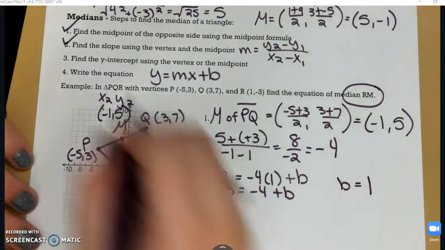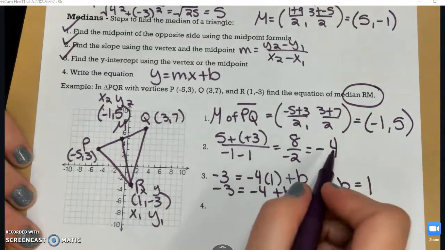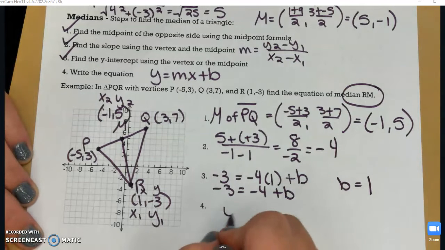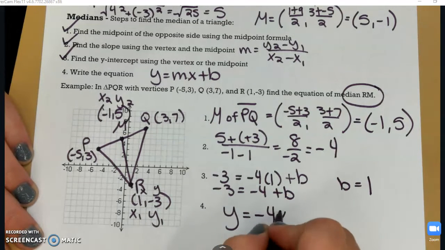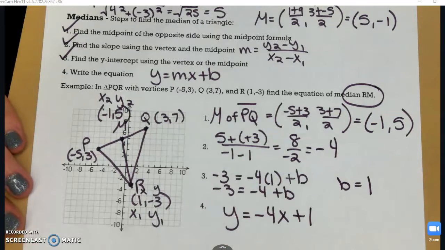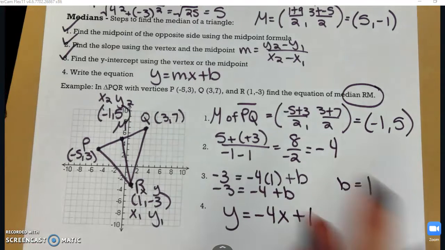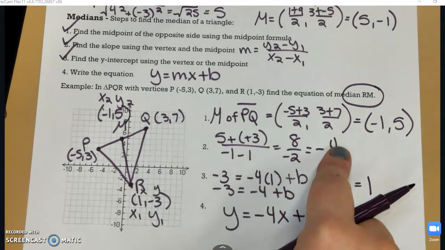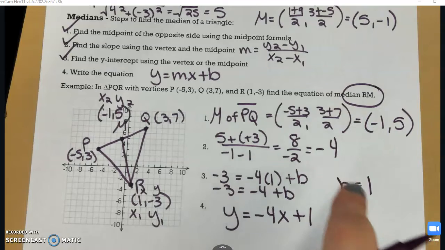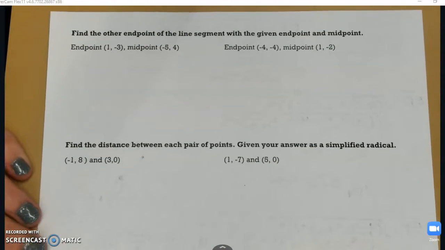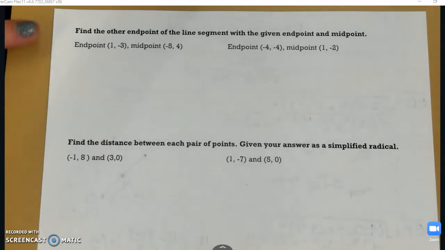So now the equation for my median, now that I know my slope and my y-intercept, is y equals negative 4x plus 1. And that's it. We used midpoint to find the slope, and then we used our slope and a point to find the y-intercept, and I had all the information necessary for my equation. Okay, on the back we are just going to do a little bit more practice with midpoint and distance formula.